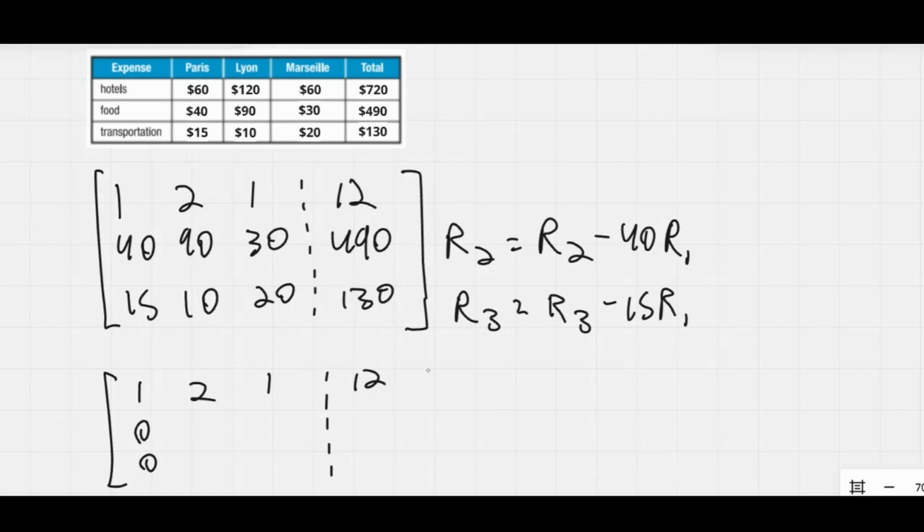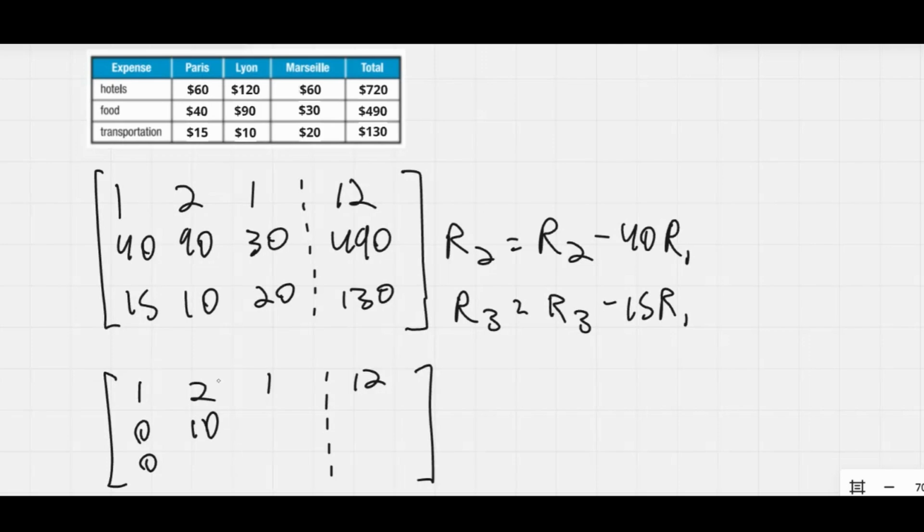We also have 12 over here. But then what is going to be the resulting row 2 and row 3? Well, we know that 2 times 40 is going to be 80, and so 90 minus 80 is going to be 10.